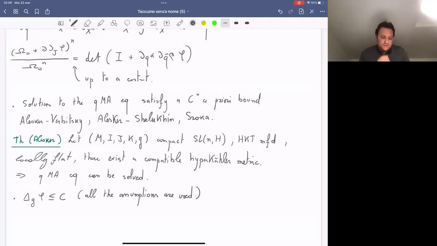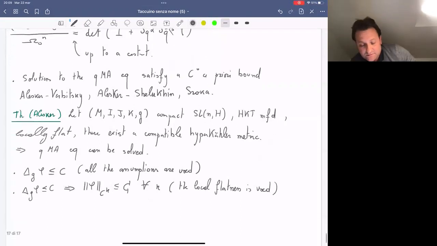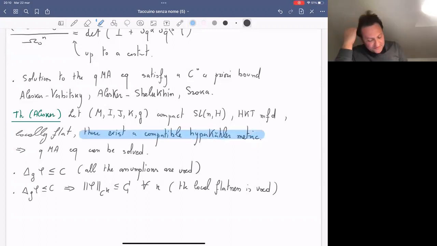Then there is the subsequent step, which consists in showing that this upper bound implies a C^k a priori bound for phi for every k. And here not all the assumptions are used, only the local flatness is used. So in particular, the existence of a compatible hyperkähler metric is used only in the first step, while the second step is more general.